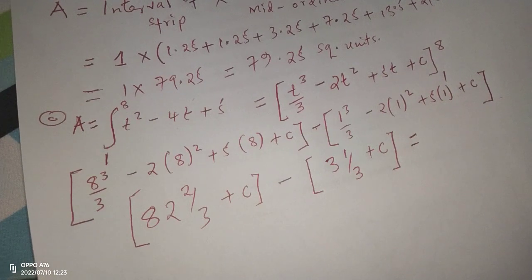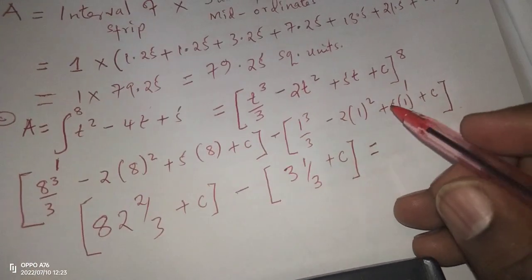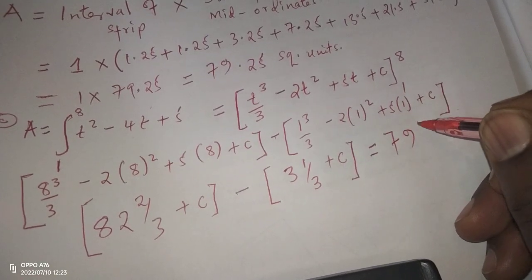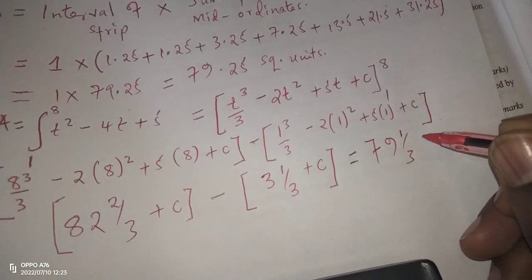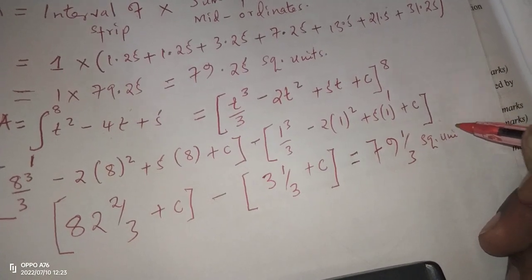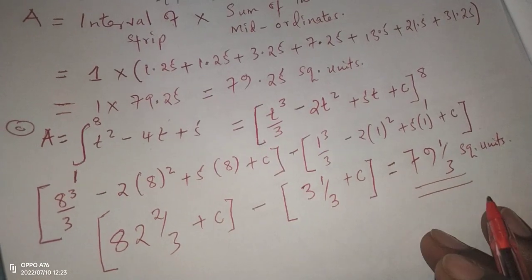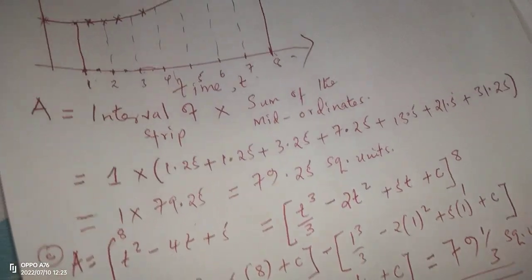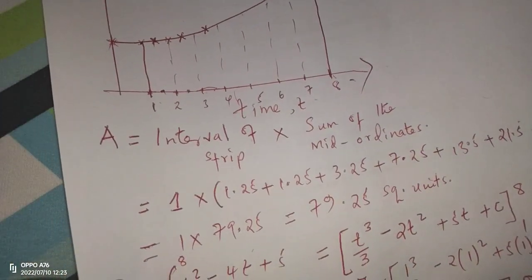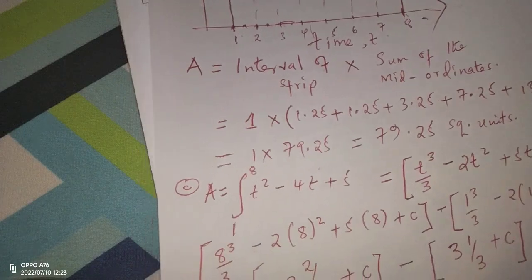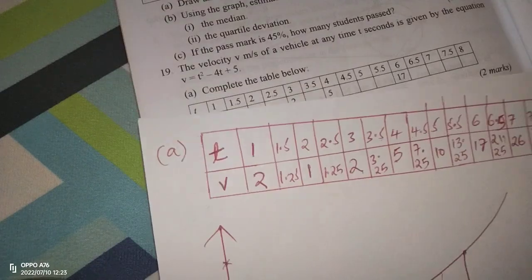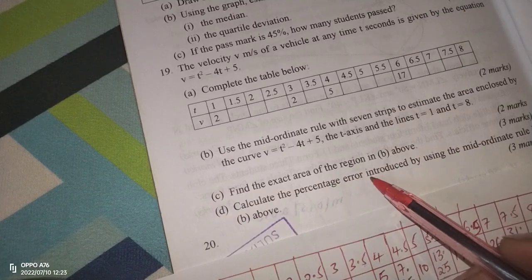But now we have 82 and 2/3 minus 3 and a third. This gives us 79 and a third square units. So this is the exact area. You can compare the two values. The exact area is 79 and a third, while the estimated or approximated area is 79.25. Now we are told in the last part, part D of the question, to calculate the percentage error introduced by using the mid-ordinate rule.